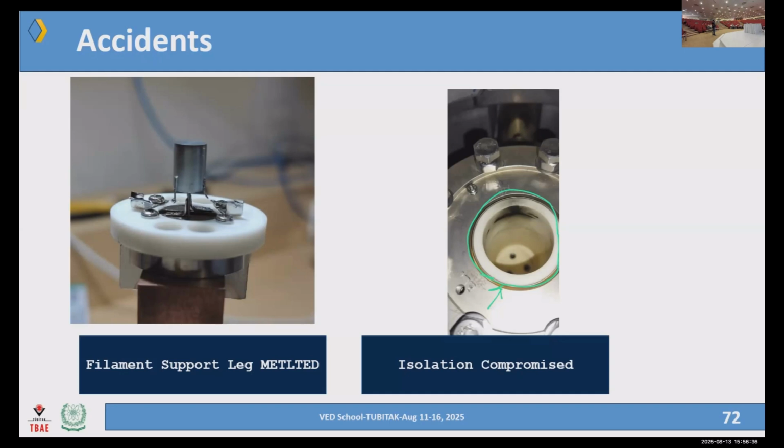This was another event with a very different gun. Here, the insulation, the ceramic got shortened with the flange. The coir was compromised. The insulation was compromised. Remember that we have to apply the potentials. Here, the potentials are around 30 kV.